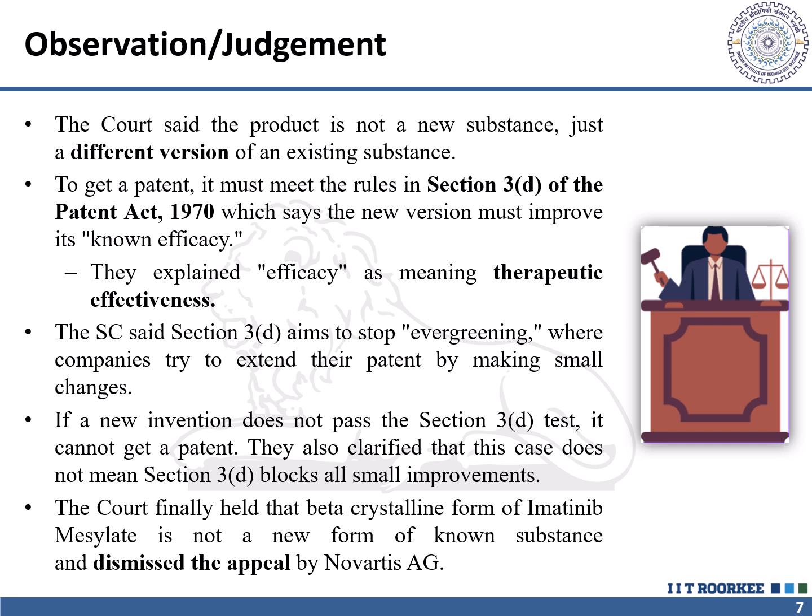Then the Supreme Court made it clear that India is a developing country and medicine should be available at an affordable price to safeguard the lives of the people, and it will protect the interest of billions of people. So a reasonable and liberal approach must be followed to grant patents. With this, the court finally held that the beta crystalline form of imatinib mesylate is not a new form of a known substance and dismissed the appeal by Novartis AG.